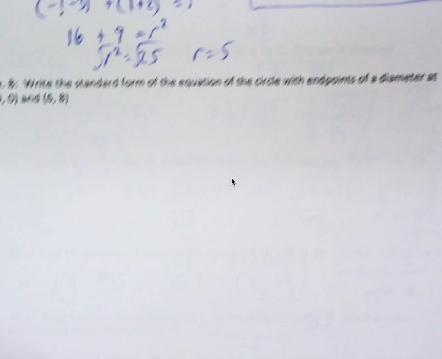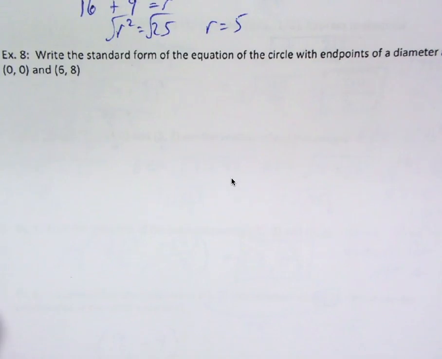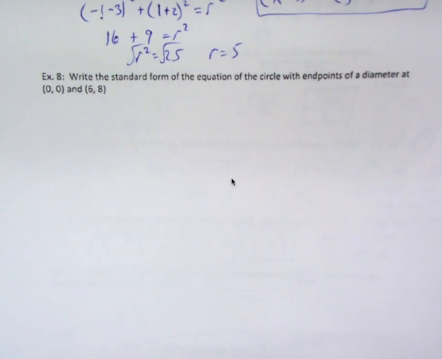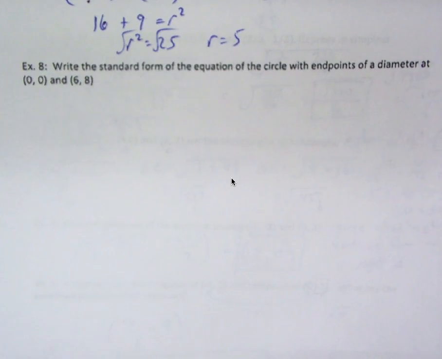All right, last one. Write the standard form of the equation of the circle with endpoints of a diameter at 0, 0, and 6, 8. They're giving us some different information here. They're not telling us the center. They're not telling us the radius. And those are the two things we need to write the equation of a circle. We don't know either. But obviously they give us enough information to figure it out, or we couldn't do this problem, right? We got to figure out how we can use the information.